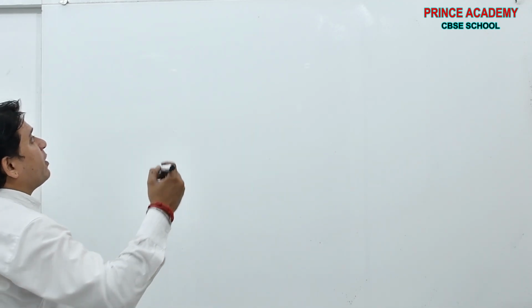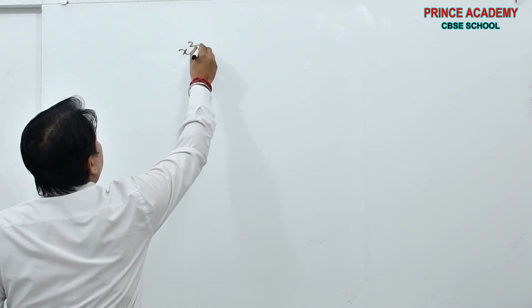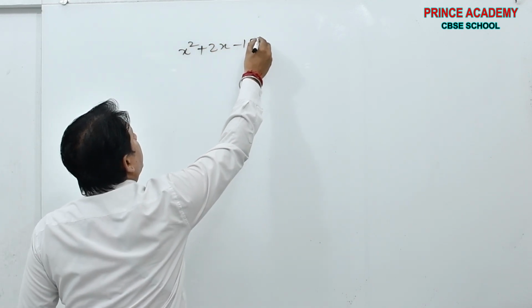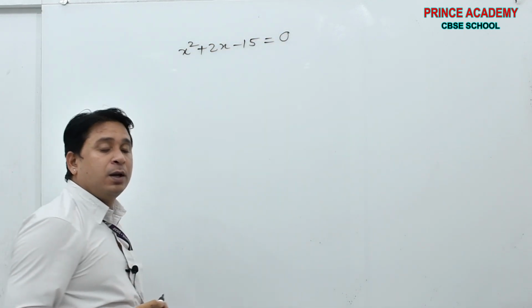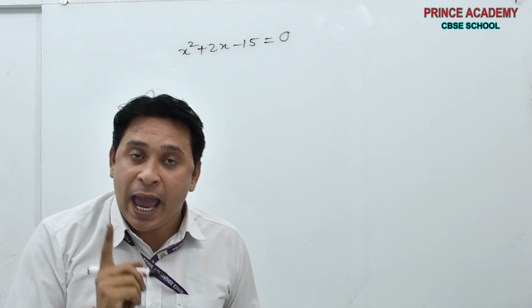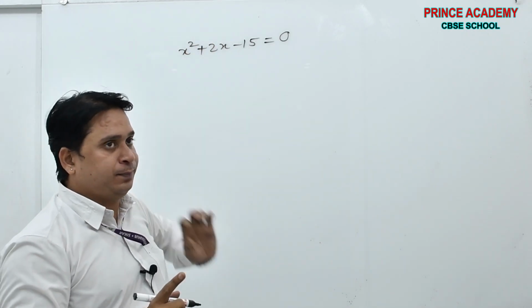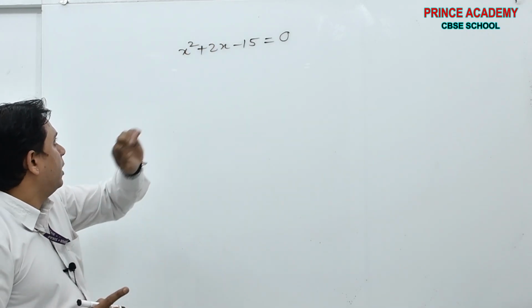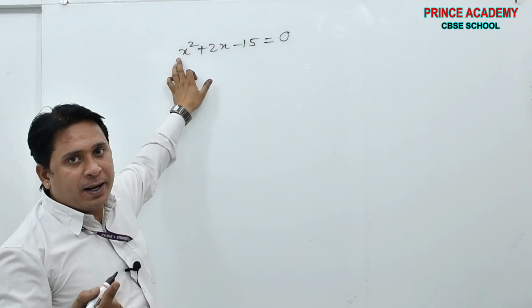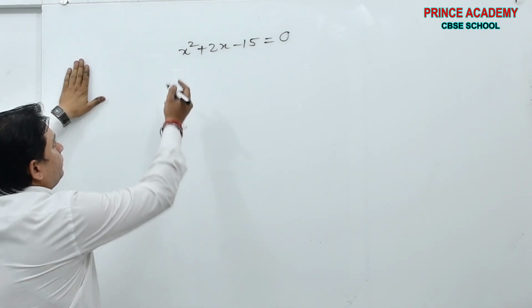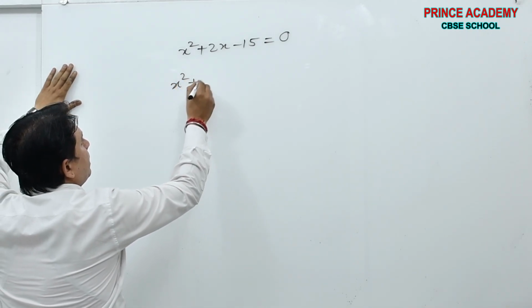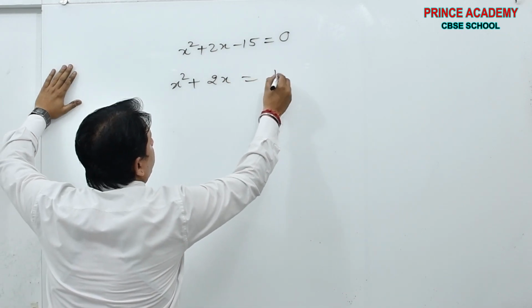So again I am giving you an example, x square plus 2x minus 15 is equal to 0. See beta, now you have to give your 101% attention here. Okay, see. It is already 1, done. x square plus 2x is equal to 15.